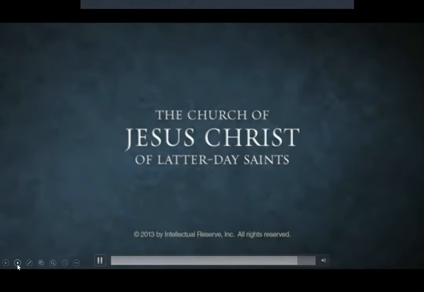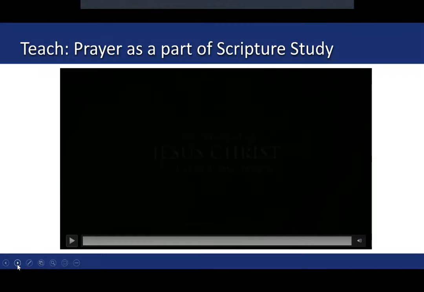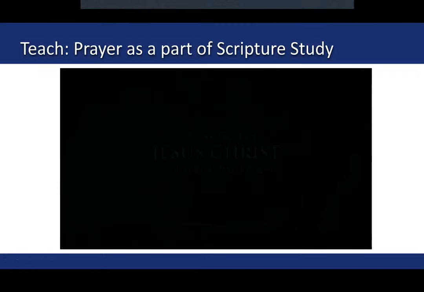I love that short little thought from President Oaks specifically. Prayer is a big part of scripture study. And to be honest, maybe that's all you start with for the first month is, hey, will you please focus on praying before you study your scriptures? That's a really good help to be able to get your students into the scriptures and to improve their experience.